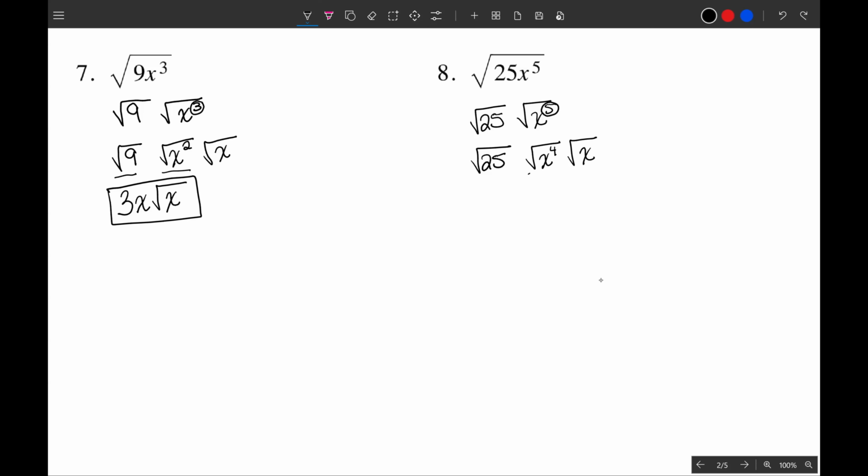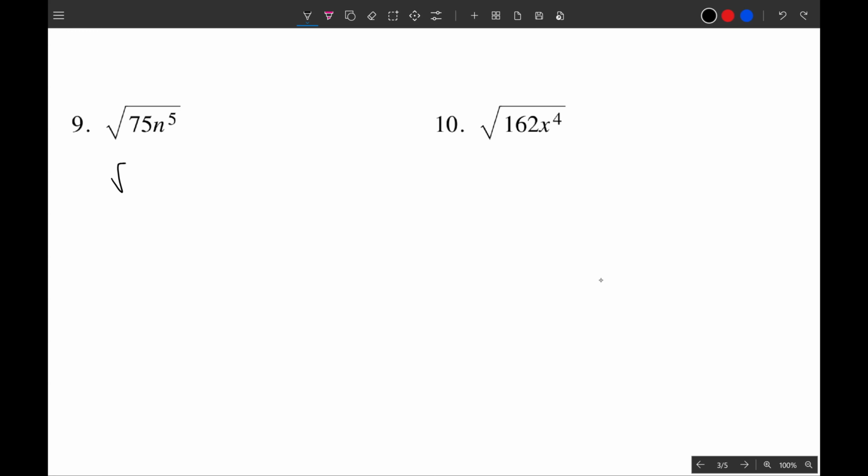And then my perfect squares are x to the 4th and 25, so the square root of 25 is 5. The square root of x to the 4th is x to the 2nd. Remember, you're just taking 4, dividing that by the root of 2, and then you have your x to the 1st left underneath the root.